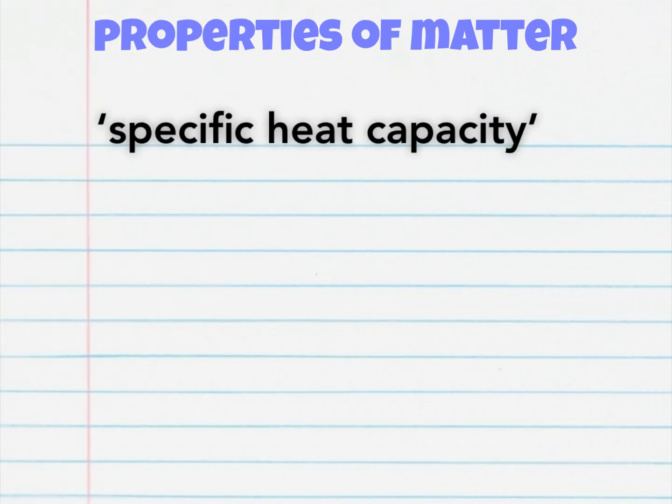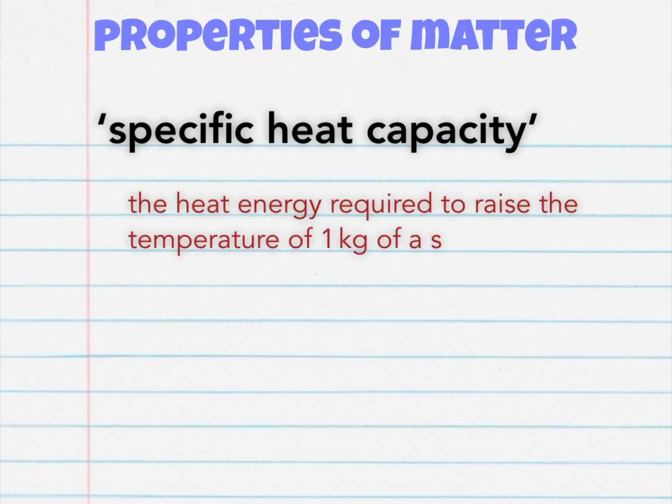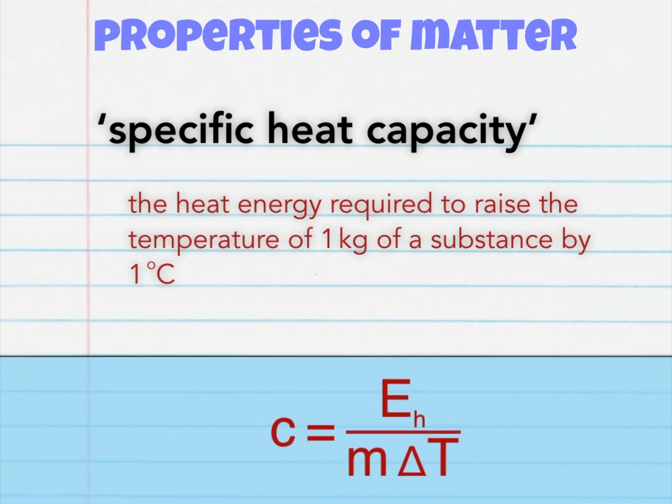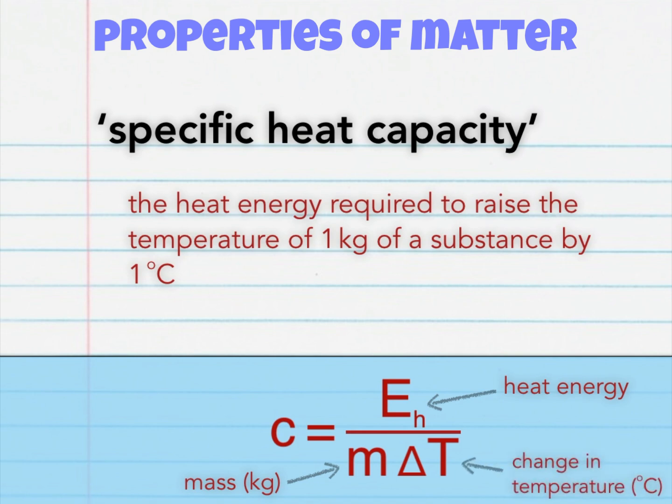Specific heat capacity. This is related to heating a substance, resulting in a change of temperature. Specific heat capacity is the heat energy required to raise the temperature of 1 kilogram of a substance by 1 degree Celsius. This is a difficult one to remember, although this equation should help. To make specific heat capacity C the subject of the equation, you have to divide both sides by m delta T, like this. Specific heat capacity C is equal to heat energy, EH, divided by mass m in kilograms, multiplied by change in temperature, delta T, in degrees Celsius. Make sure that you can see the link between the equation and the definition before moving on.